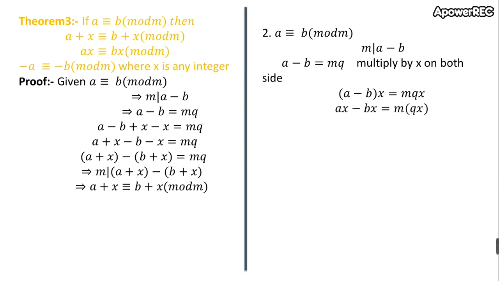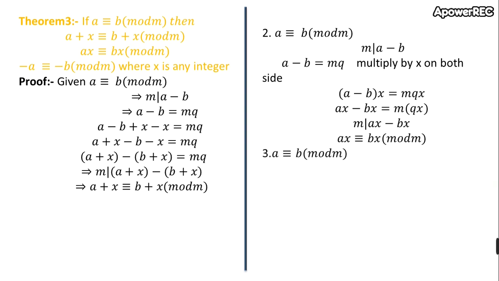So simplify: AX minus BX equals MQX. Therefore, AX minus BX is a multiple of M, hence M divides AX minus BX. Hence, represent it in congruence form: AX is congruent to BX mod M. This proves the second case.